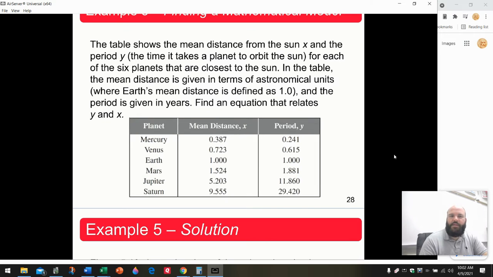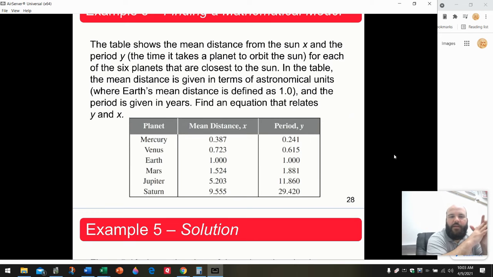So what this table shows is the mean distance from the sun, x, and then the period y, which is the time it takes the planet to orbit the sun, for each of the 6 planets that are closest to the sun. In the table, the mean distance is given in terms of astronomical units. And the astronomical unit is where the Earth's mean distance is defined as 1.0. So in other words, they're calling the distance from the sun to the earth 1 unit. And all of the other planets are measured by that standard measurement from the sun to the earth. And so it says find an equation that relates x and y.